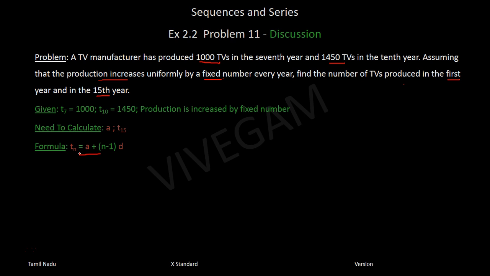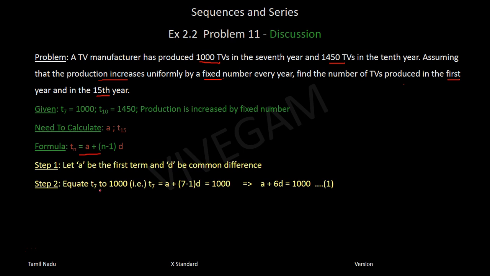Now let's write step by step. Let A be the first term and D be the common difference. Equate T7 to 1000. T7 is given as 1000. So let's equate it. How will you equate it? Put n equal to 7 in the formula. So put n equal to 7, it becomes T7 equal to A plus 7 minus 1 into D, given as 1000, or A plus 6D is equal to 1000. Do the same for T10. You will get A plus 9D as 1450.